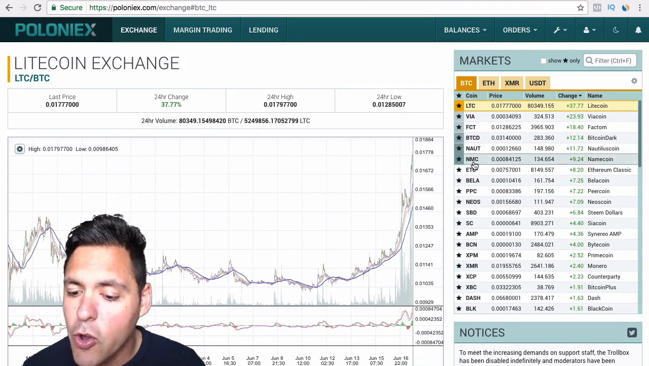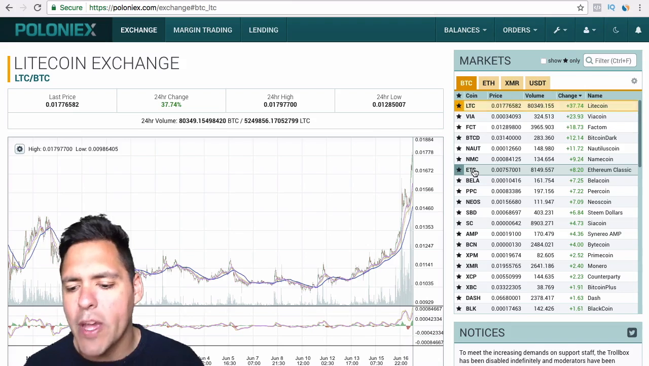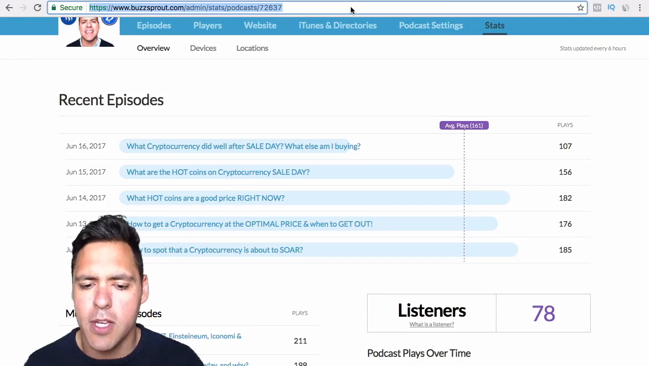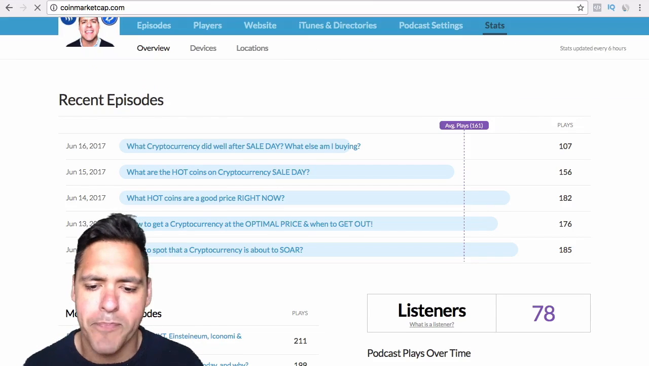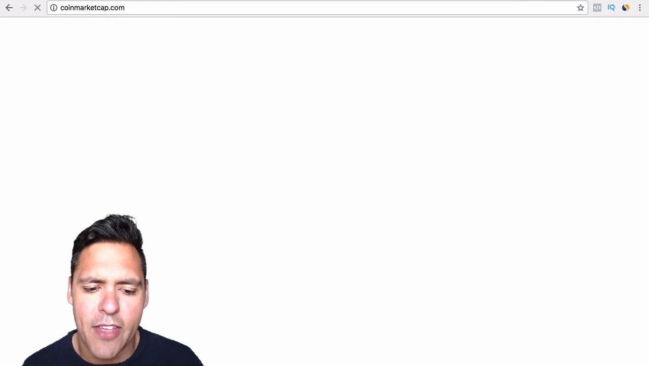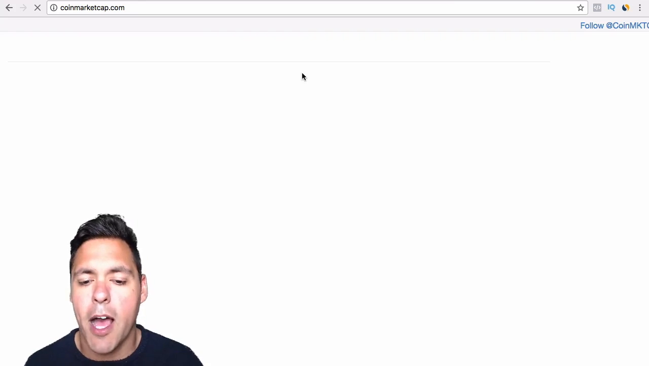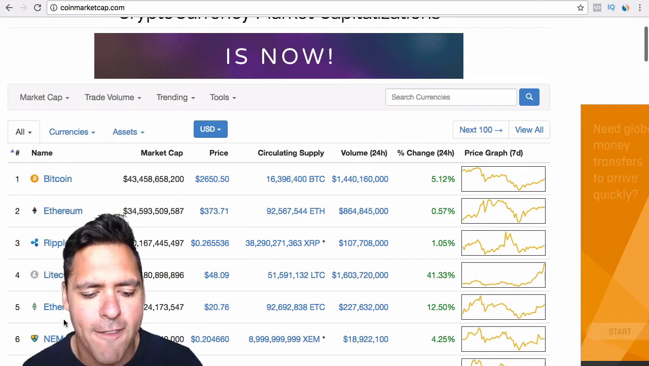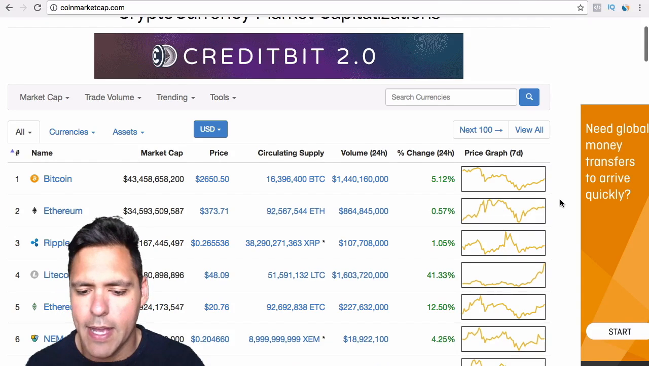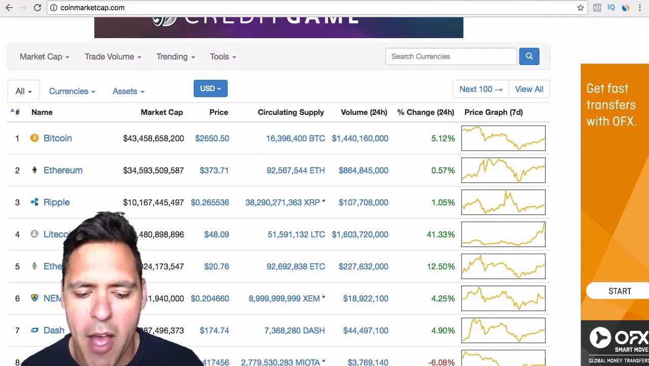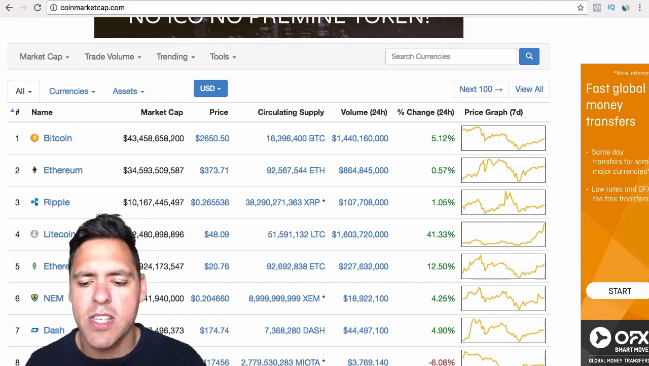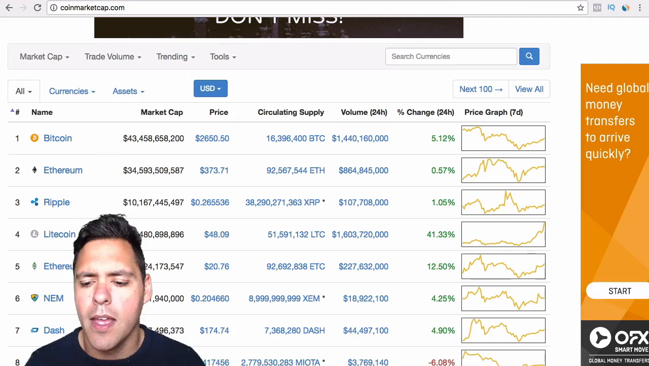Now, Litecoin and Ethereum Classic, which are two of the more major coins, if we just go to CoinMarketCap, you will see that Ethereum Classic and Litecoin are amongst the top cryptocurrencies. You can see here, they're number 4 and 5 underneath Ripple. Now this is based on the market cap, which is essentially price times circulating supply.